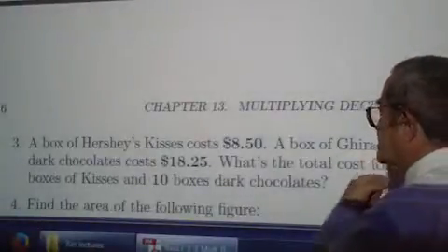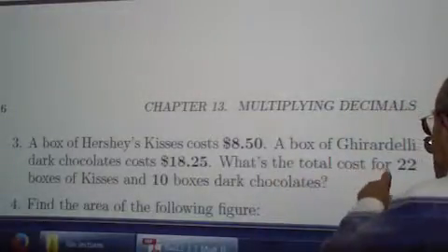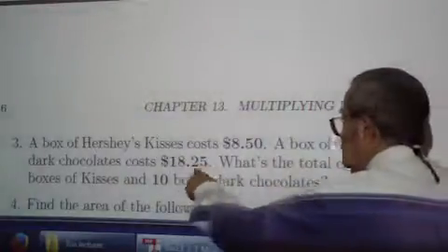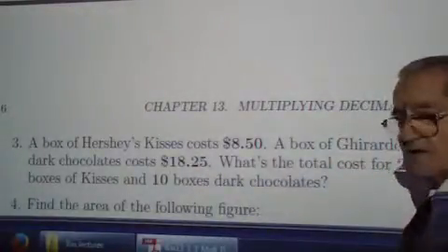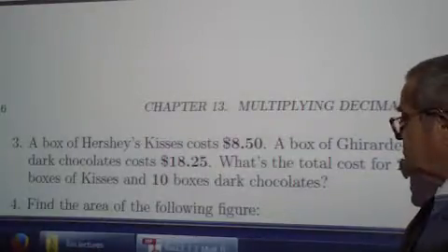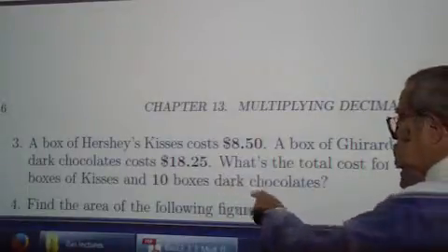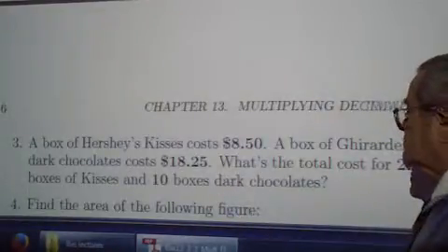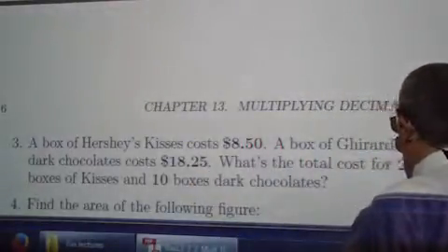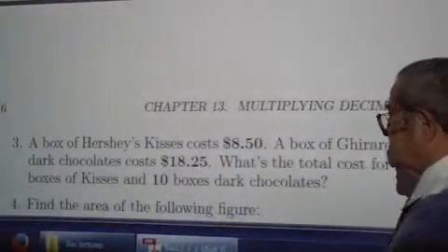A box of Hershey Kisses costs $8.50, and the Ghirardelli dark chocolates cost $18.25. Maybe it'll be that expensive, or maybe more expensive by the time you read this. What is the total cost for 22 boxes of Kisses and 10 boxes of dark chocolates? So $8.50, $18.25, 22 of the first kind, and 10 of the second kind.